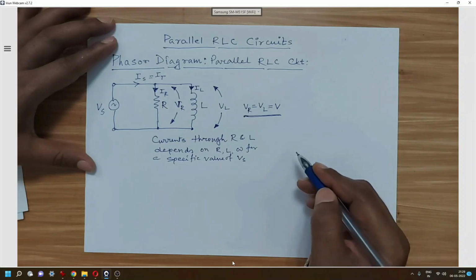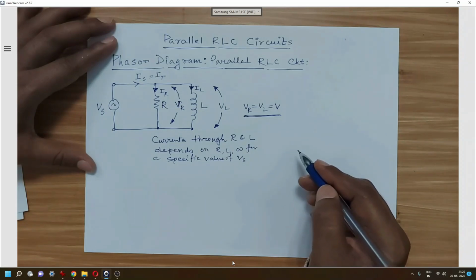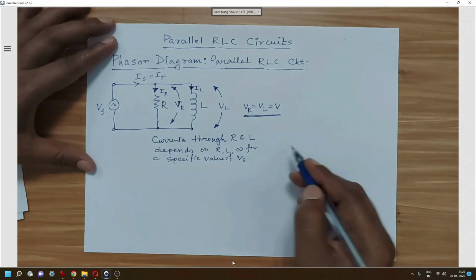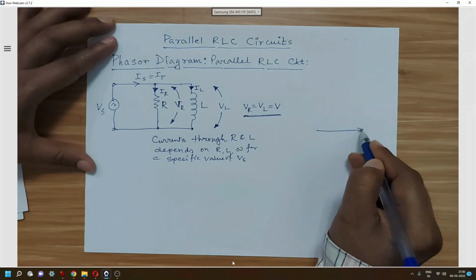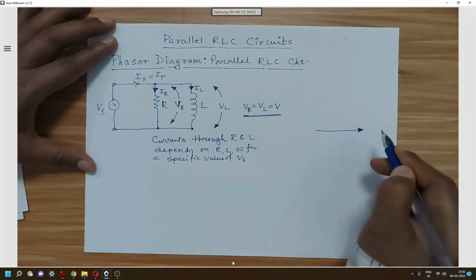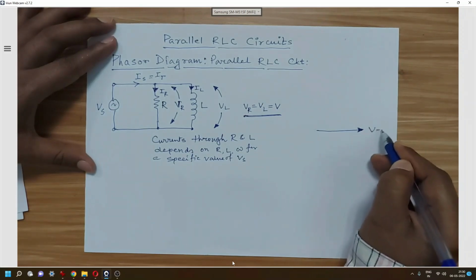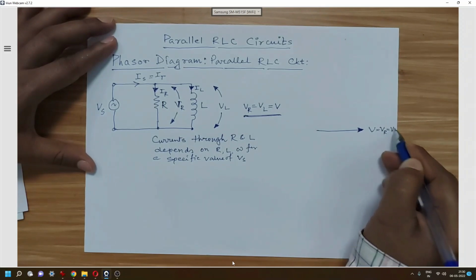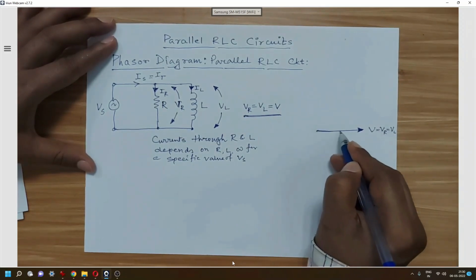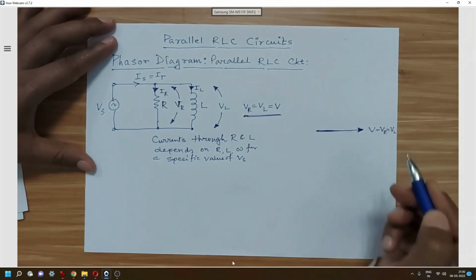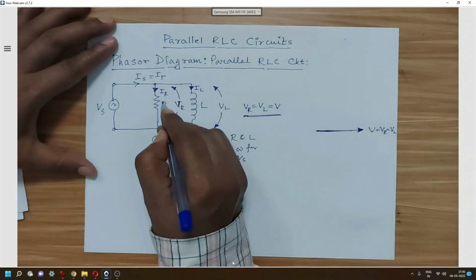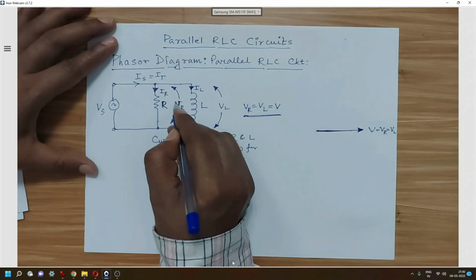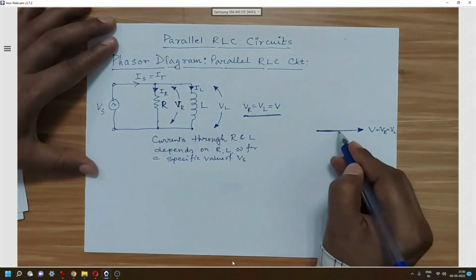But here, as the voltage is same for all the elements, we will take voltage phasor as the reference. So we will take this V, and this V will be VR equal to VL. Now for one resistive circuit, we know that the current through resistor and the voltage across resistor are in the same phase.